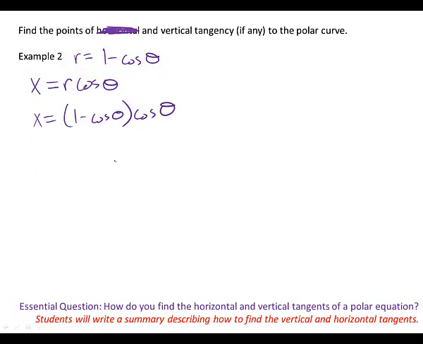Okay? So the r is the whole equation, 1 minus cosine theta. Yes. And then this is what you have on your paper, right? We have to plug into our polar equation and get it in terms of x before I take a derivative. Alright, what do you think you would do from here? Derivative. I could take the derivative there, but I'd have a product rule. Could I distribute this first? Sure, why not? So x equals cosine theta minus cosine squared theta.